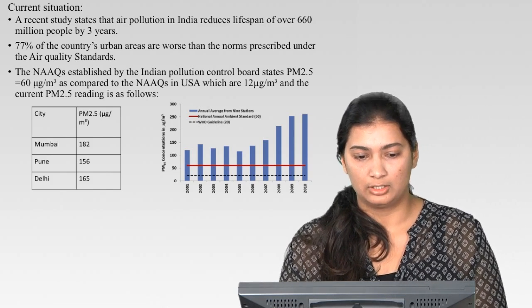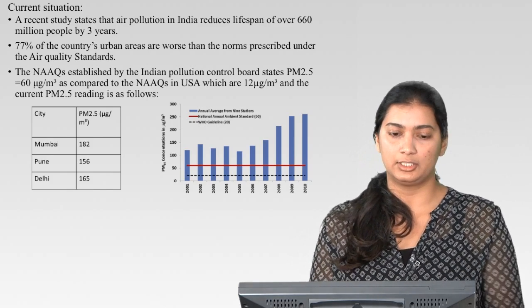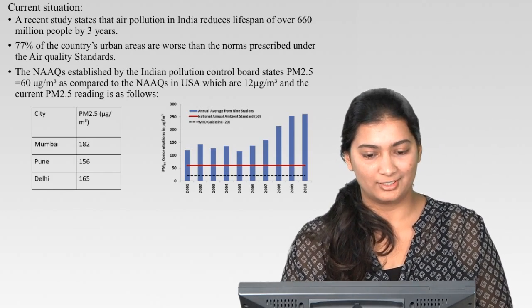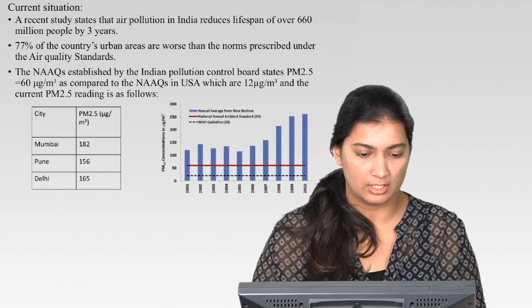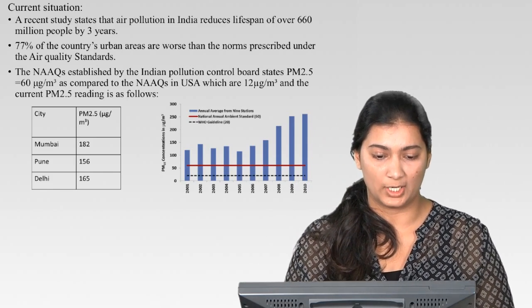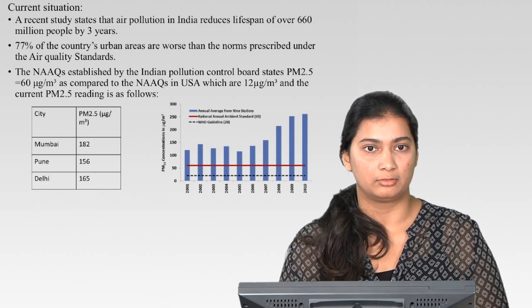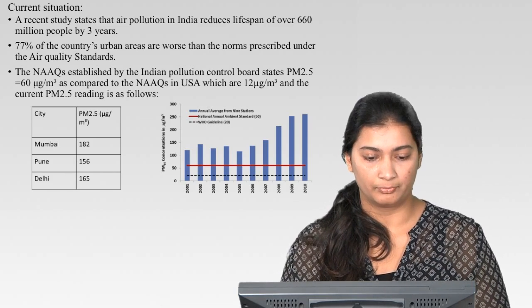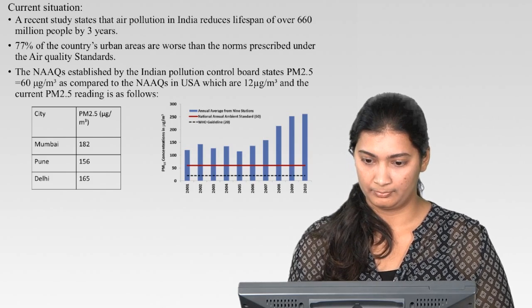But still, the current readings of PM 2.5, I got this off a slide recently. So these readings are 2 days prior. So those are the readings. The reading for Mumbai is 182. That's the concentration of particulate matter of size 2.5 in Mumbai. Pune, which is my city, is 156, Delhi is 165.